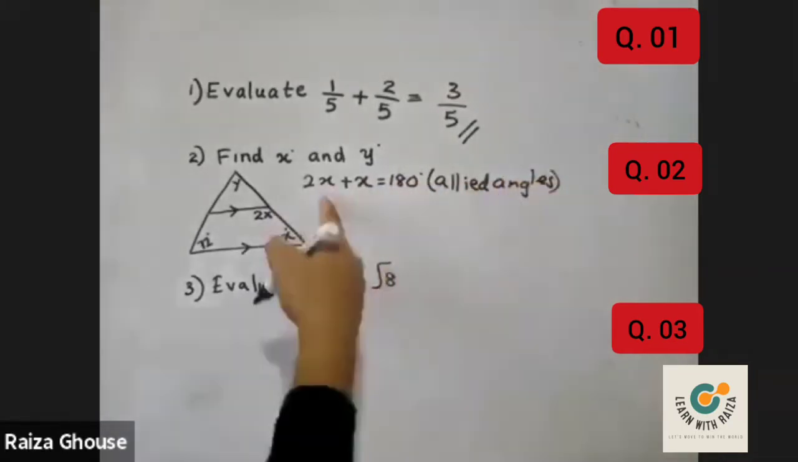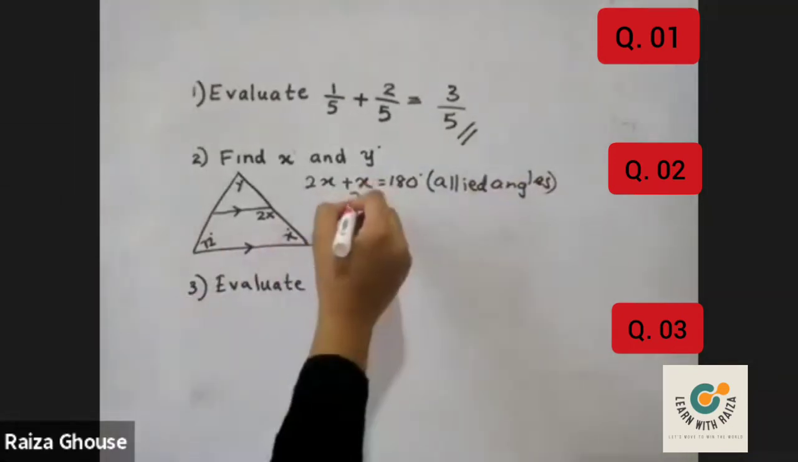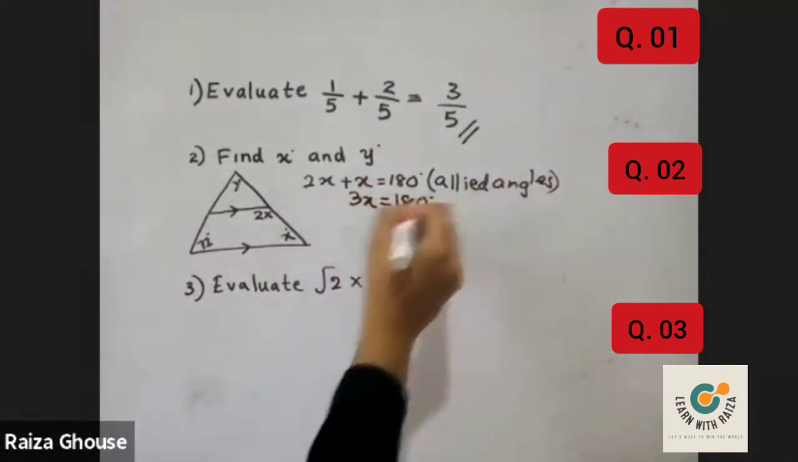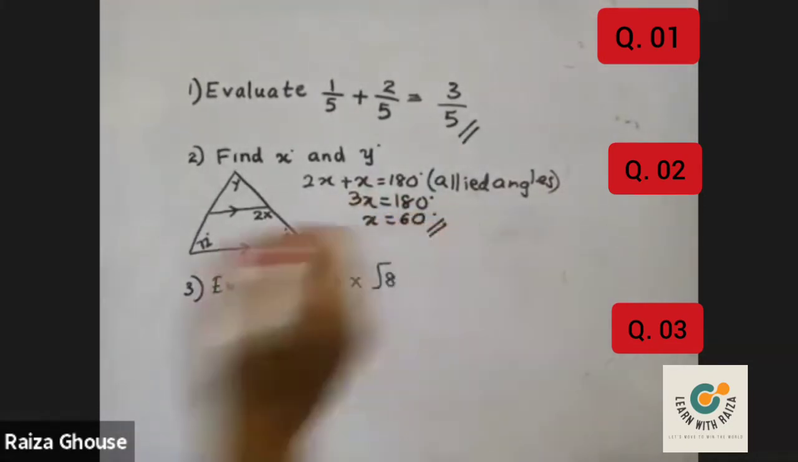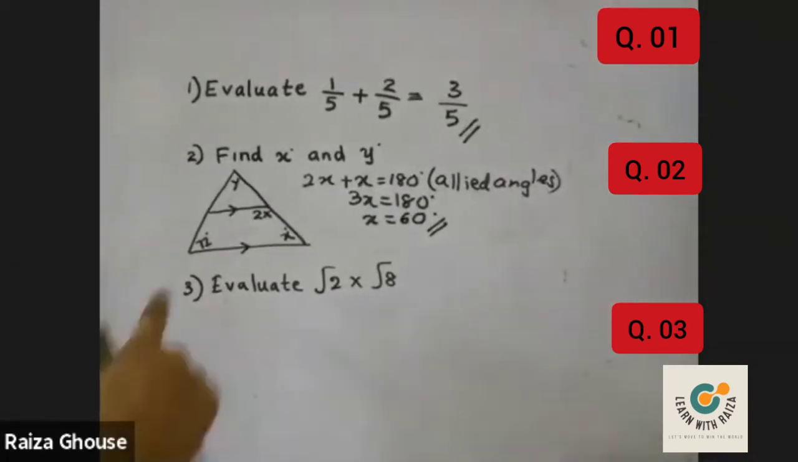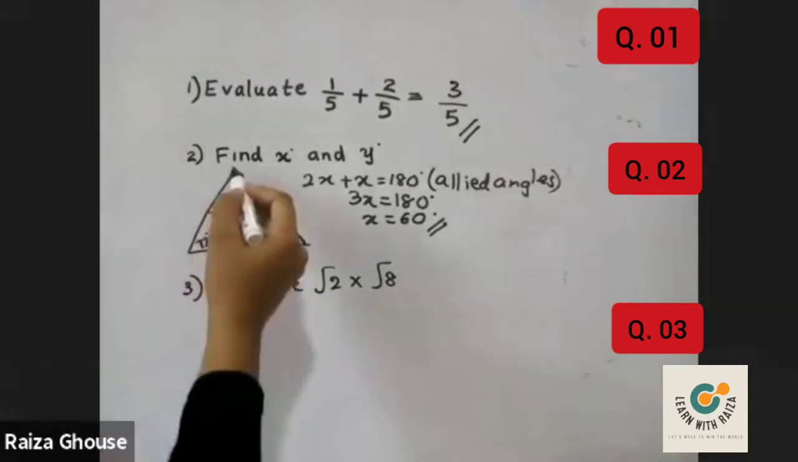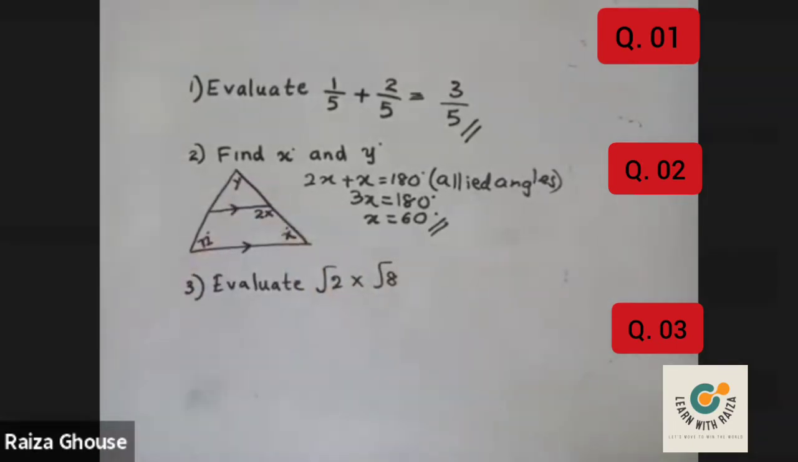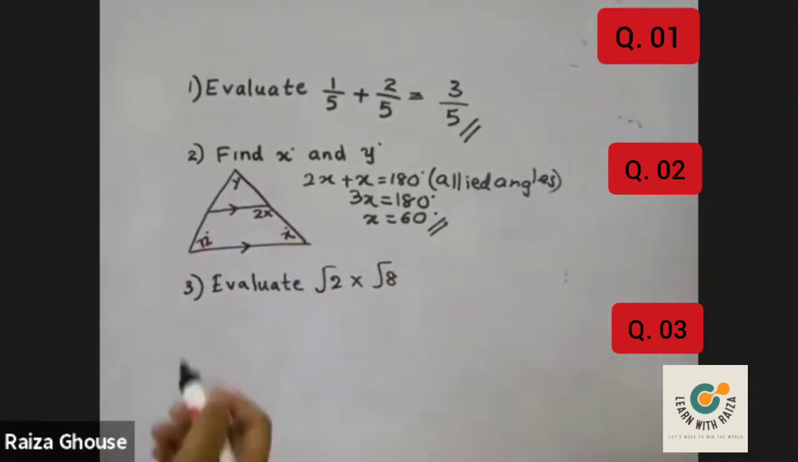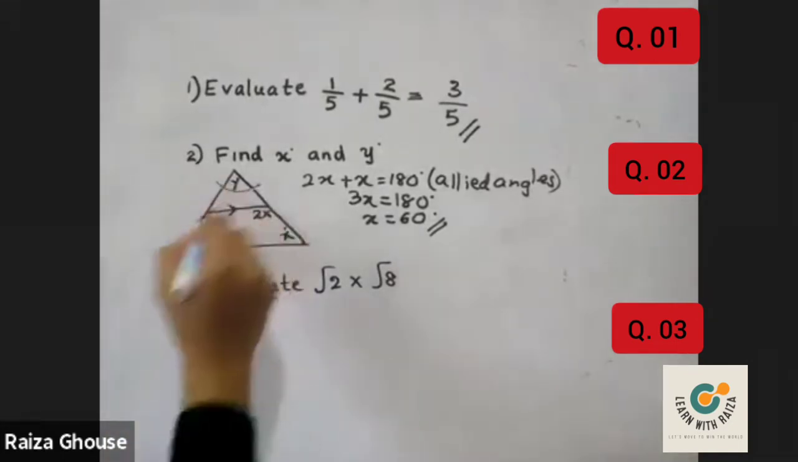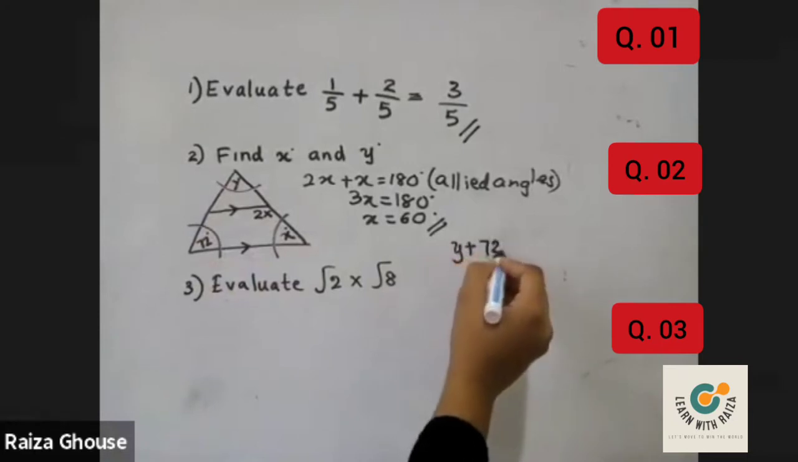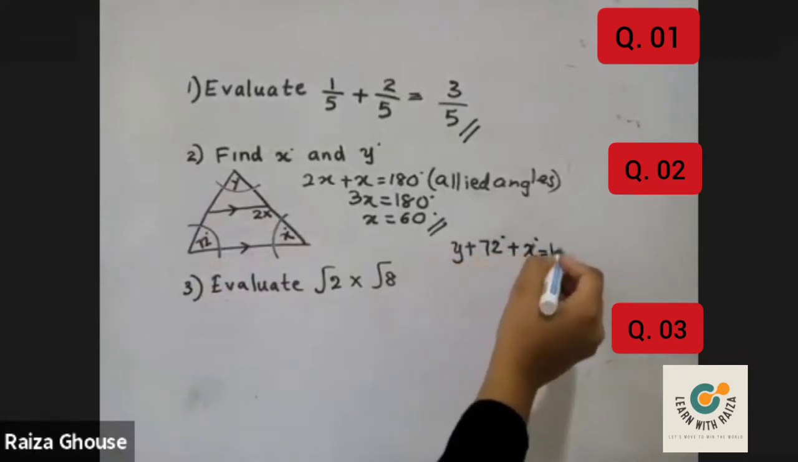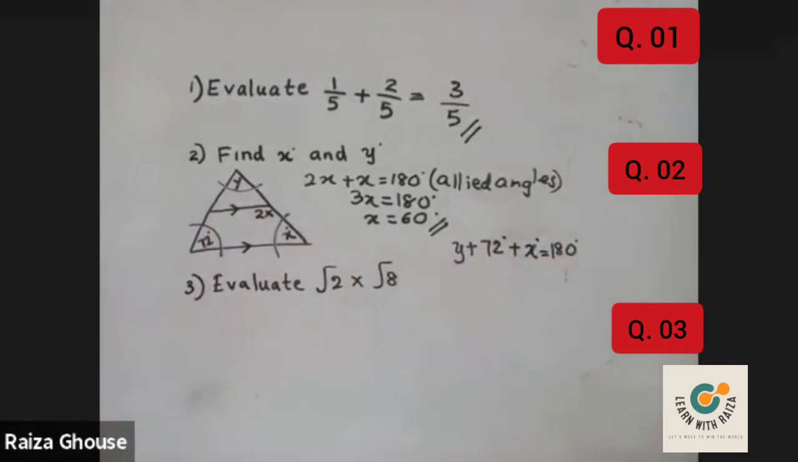Now 2x plus x is 3x. 3x is equal to 180 degrees. So x is equal to, dividing both sides by 3, you are getting 60 degrees. So here x is equal to 60 degrees. Now the y value should be found. Now look at this. This is a triangle. So what is the sum of the angles in a triangle? You know that it is 180 degrees. So this is one angle, this is another angle, and this is another angle. So I can write down y plus 72 degrees plus x degrees equal to 180 degrees. You can write the reason: sum of the interior angles of a triangle.